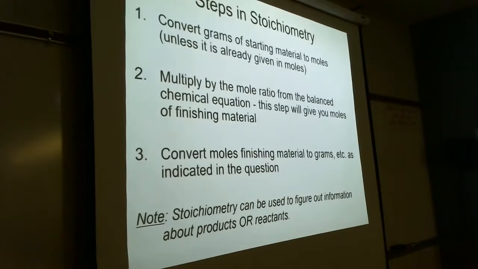And just so you know, stoichiometry can be used to find out information about the reactants or the products. So in other words, you can use information about the products to work backwards to the reactants, figure out how much you needed to begin with, or you could figure out, if this is how much reactant I have, how much product can I make? Second step is mole ratios, the coefficients from the balanced equation.